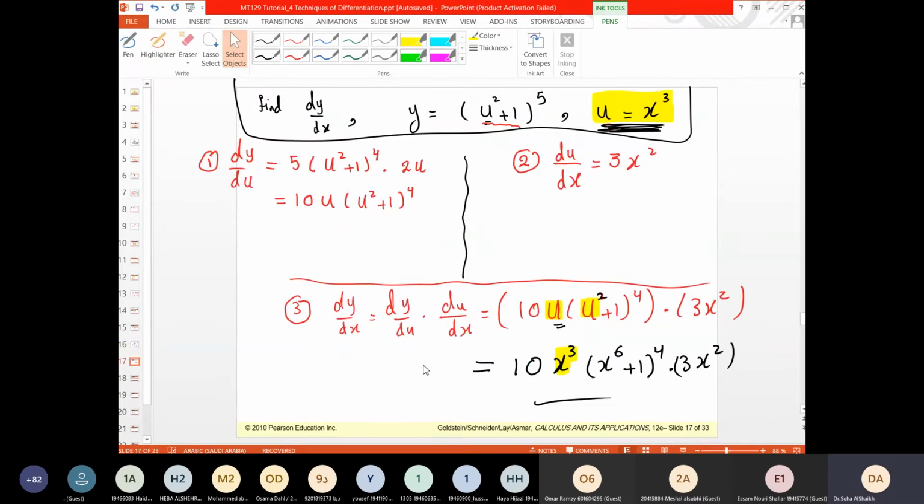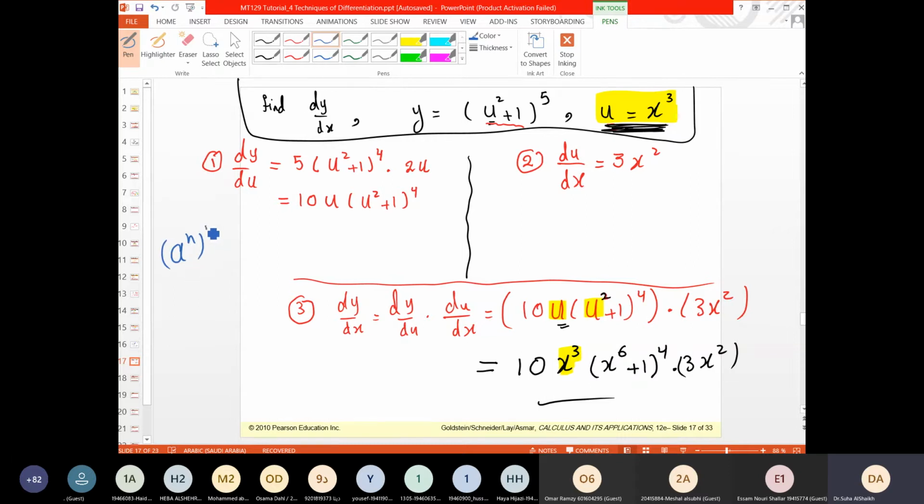Why did it become x6? Power of a power. Remember that we have, for example, a. In the first chapter, a power n all to power m, we multiply. It's a to the power m. So this is 2 times 3, we multiply the exponents, it's 6.